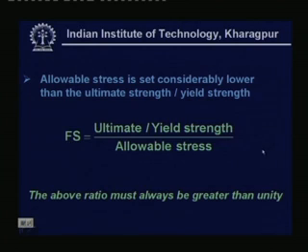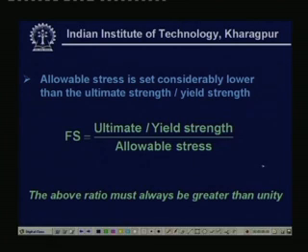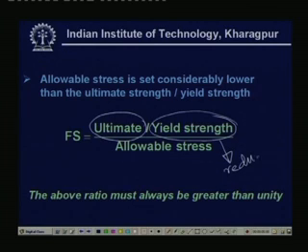So, what are we basically doing? We are doing that this yield strength or ultimate strength is reduced by a factor of safety. So, that value is actually what we call the allowable stress. Now, again one thing is that the above ratio must always be greater than unity, that is always understood, otherwise you will not be getting a reduction in the value of the allowable stresses.